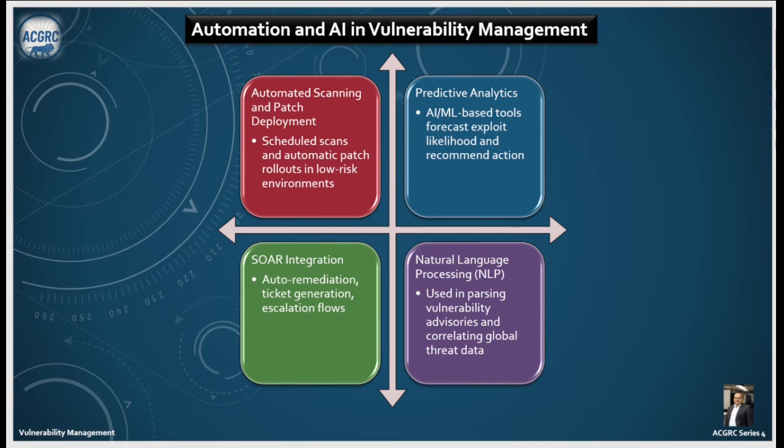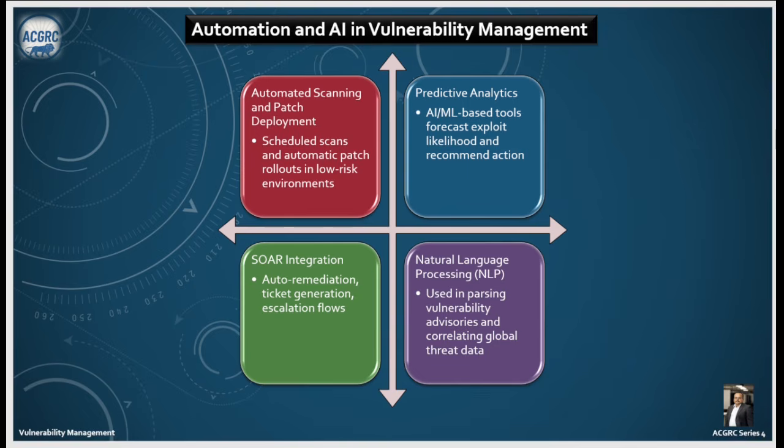As cyber threats grow in number and complexity, it's getting harder for human teams alone to manage all the vulnerabilities quickly and accurately. That's where automation and artificial intelligence come in. They help make vulnerability management faster, smarter, and more efficient. Let's break them down to figure out how they help.